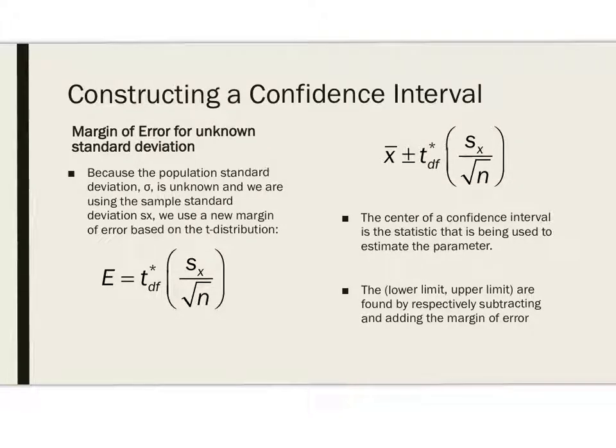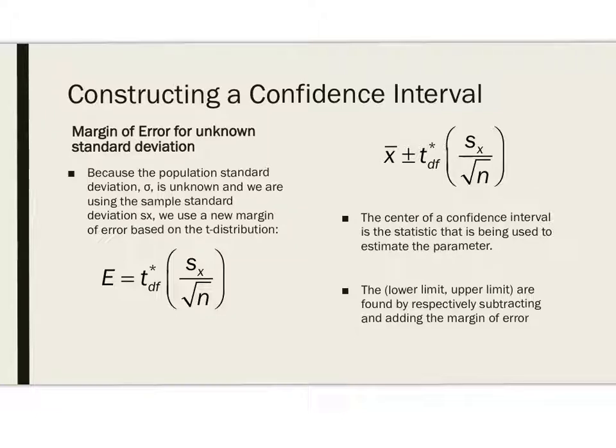Now that we've talked about all the things that are needed to construct an actual interval, let's go through the process of constructing a confidence interval. A confidence interval is built by taking some estimate or statistic and adding and subtracting a margin of error to get a lower bound and upper bound. And remember, we talked about the margin of error, when we know the standard deviation, being z star times sigma x over the square root of n.